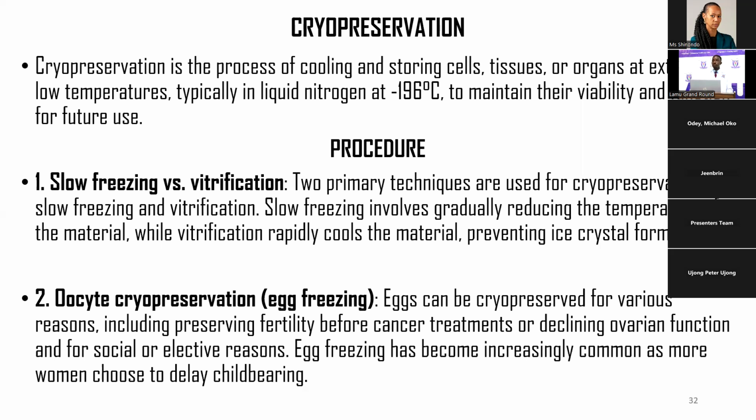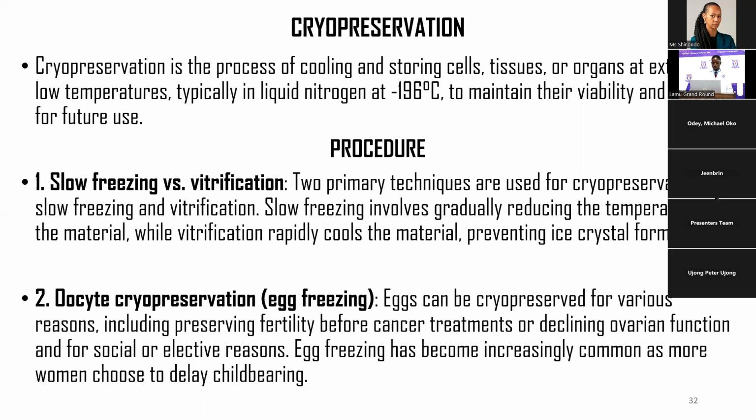Cryopreservation is a process of cooling and storing cells, tissues, and organs at extremely low temperature, usually in liquid nitrogen at -186 degrees Celsius, in order to maintain the viability and the function of the tissues for future use. The tissues are always kept at -186 degrees Celsius in order to stop the biochemical reactions that can occur in the tissues or the cells.